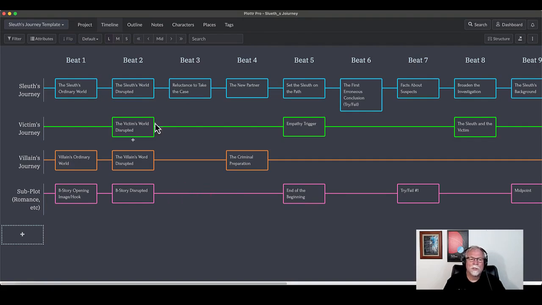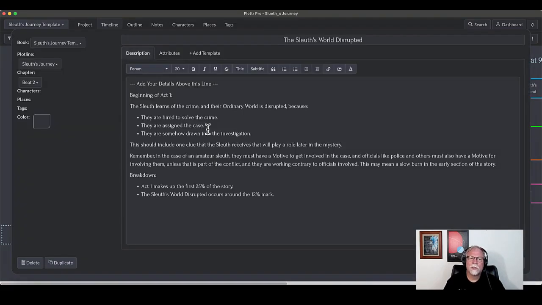The first thing that's disrupted is the sleuth's world. The sleuth learns of the crime. They learn something about the crime, and their world is disrupted because they're hired to solve the case, they're assigned the case, or they're somehow drawn into the investigation.